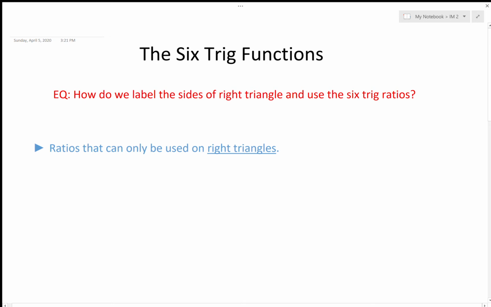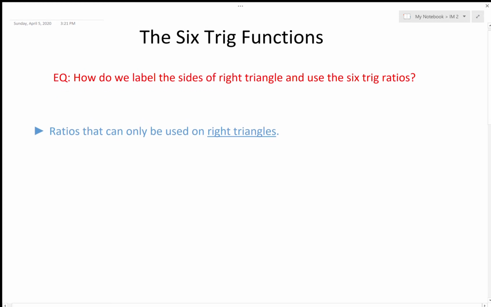Previously, we talked about the special right triangles, the 30, 60, 90, and the 45, 45, 90 degree triangle. Now, not every right triangle is going to be a special one like that. Today's information, talking about the 6 trig functions, is going to help us find sides and angles of all different types of right triangles. So let's jump right in.